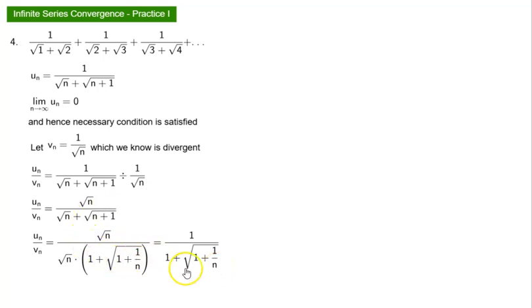See, the idea is to simplify it so that when we take the limit, it becomes easy for us to do it. So when we take the limit, 1 by n goes to 0. That means we are left with square root of 1, which is 1. 1 plus 1 is 2. So we have 1 by 2, which is again a finite non-zero value.